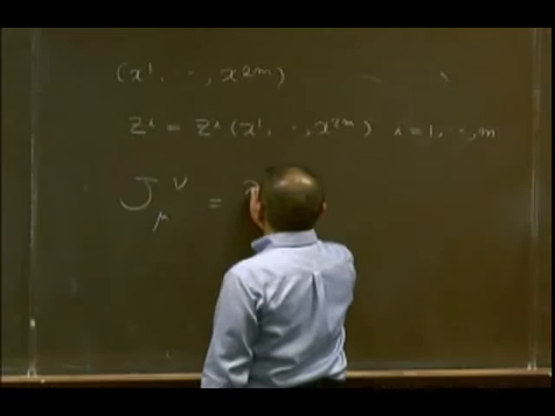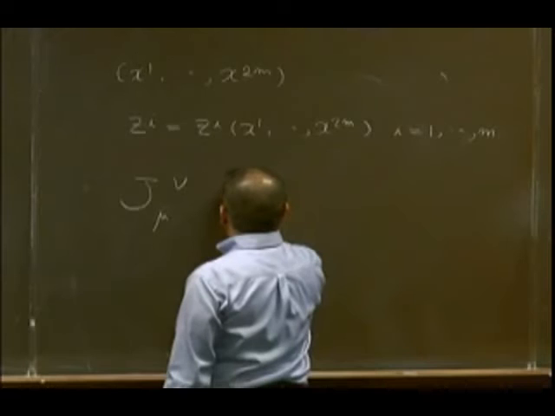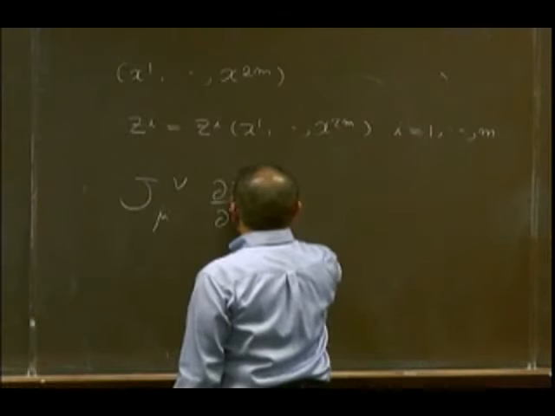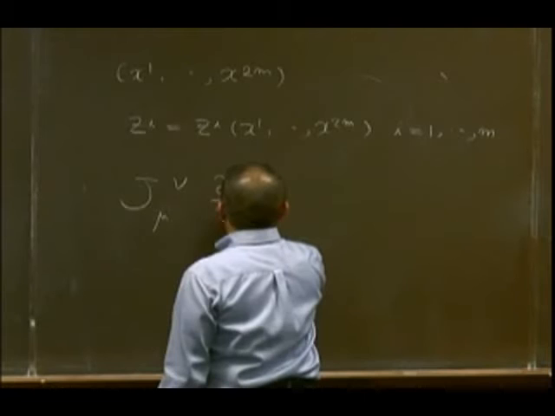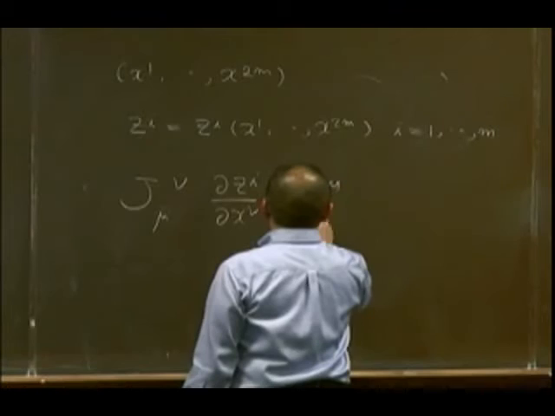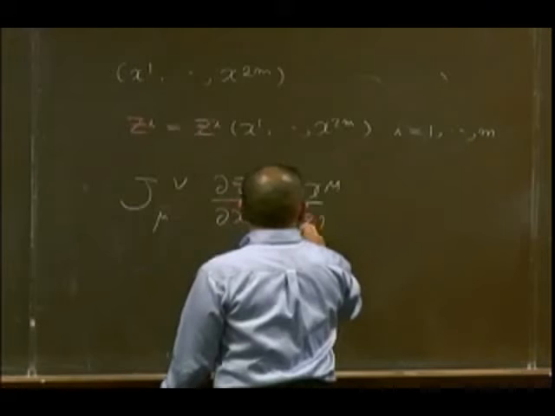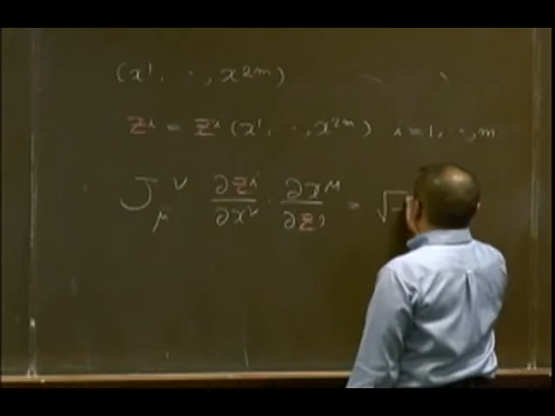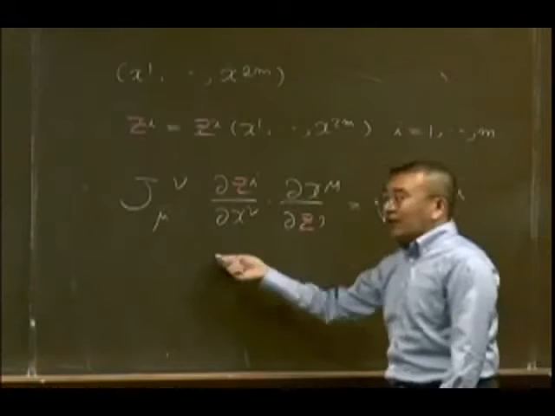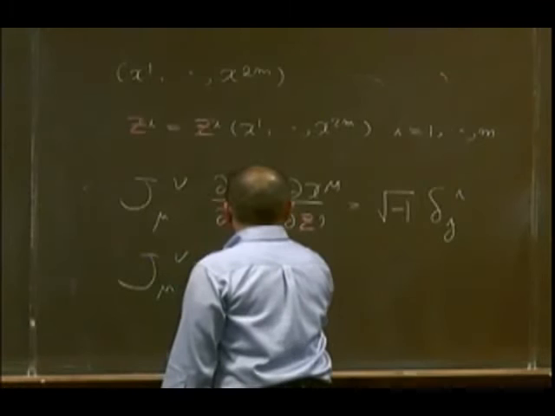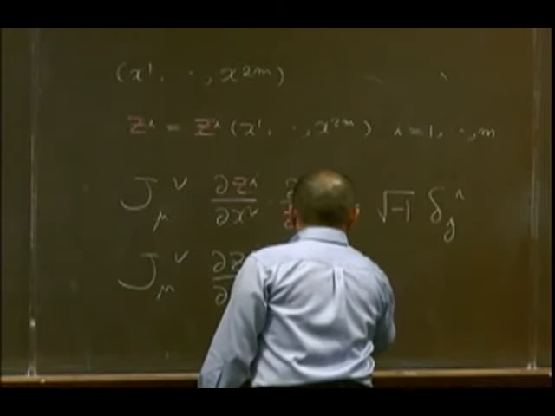Well, this is equal to del. Suppose we change coordinate to Z, then what we can do is del zi del x nu del x mu del zj. We can even color code it. Suppose I color code the complex coordinate by red, then these red coordinates are here, and x is the original coordinate. Then we want that to be minus square root of minus 1 times J, ji. Okay? And then there are other relations. For example, if you have the mixed one, del zi, del x nu, del z bar j, del x mu, that has to vanish.